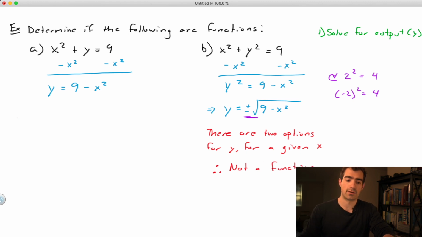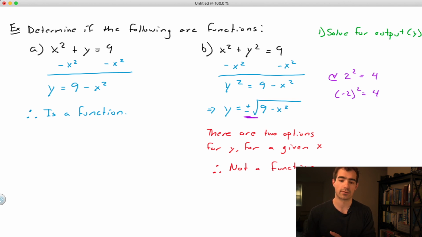And on the left-hand side here with part A, 9 − x² does not have anything like that, right? If you plug in some number for x, there's only one thing that's going to come out. And so we can say, therefore, this is a function. And so that's really going to be one of the main things you'll want to look for when doing this. If you are solving for y and you get some kind of plus or minus square root, that's going to usually be a good cue that you're not going to have a function.